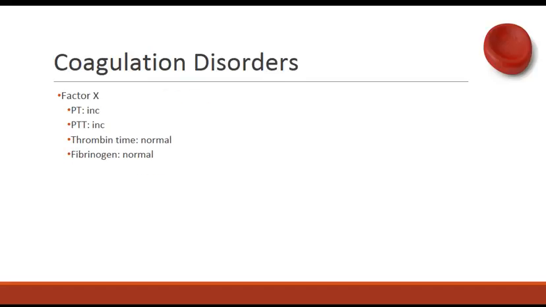Okay, factor 10, it's in the common pathway, so they're both increased. This is hemophilia C, which is factor 11. The PTT is increased. It's in the intrinsic pathway.